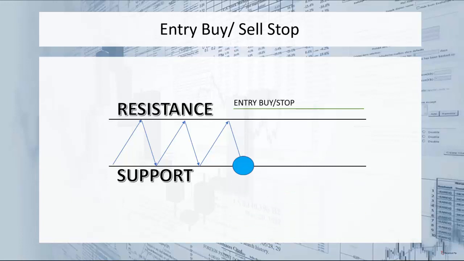I can set an order beyond the current market price, either above to be taken into a buy or below to be taken into a sell. If the market were to break out to the north, it's going to trigger me in at that price, and as the market continues to move bullishly, I'll be making profit. Same thing if the market decides to go bearish. If it falls through my entry price, it's going to take me in and carry me along with it, allowing me to take profit. Okay, so this is when we use the entry buy and entry sell stop type order.